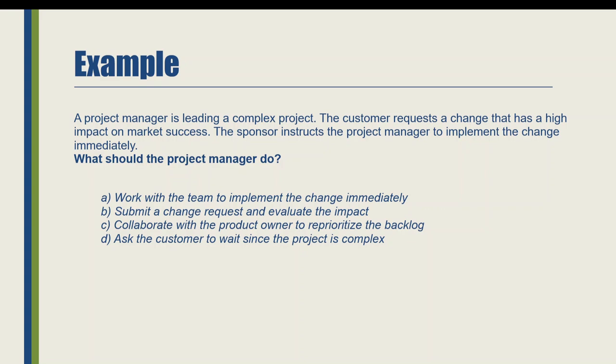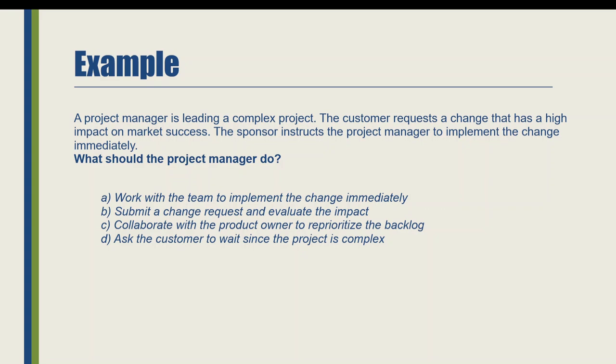After learning all the strategies, let's look at an example. Question: a project manager is leading a complex project. The customer requests a change that has a high impact on market success. The sponsor instructs the project manager to implement the change immediately. What should the project manager do? Options are: work with the team to implement the change immediately; submit a change request and evaluate the impact; collaborate with the product owner to reprioritize the backlog; and ask the customer to wait since the project is complex.